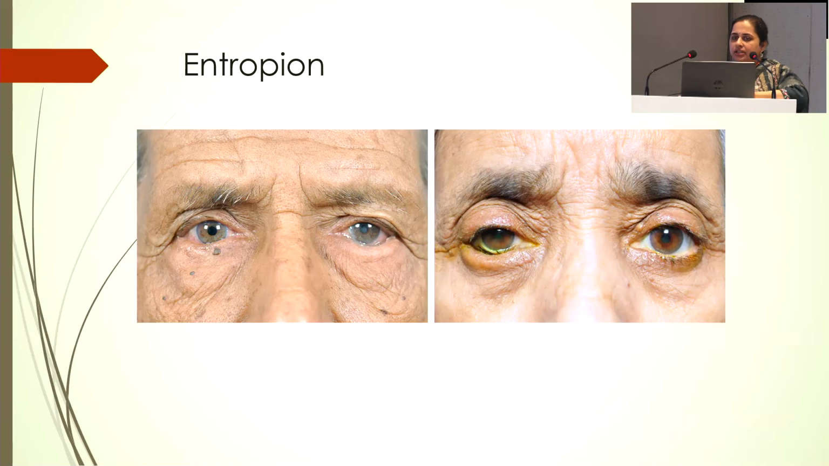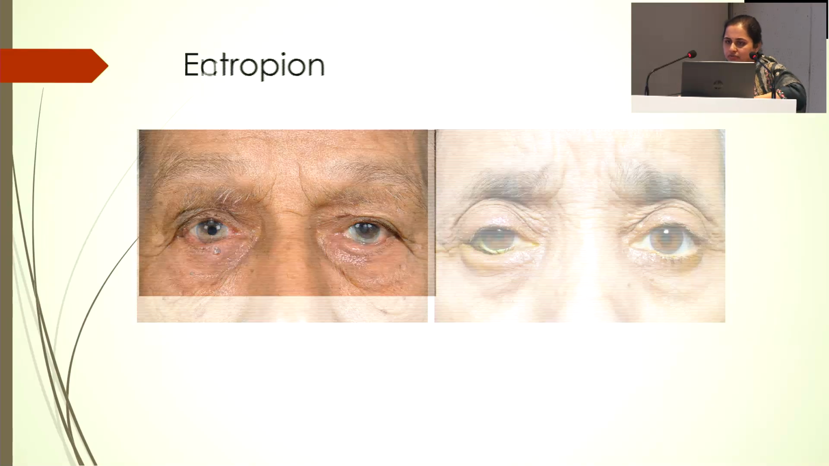Now, conditions like entropion, trichiasis, dystichiasis, it is obviously needed that you treat the condition first, followed by cataract surgery, to avoid any corneal epithelial erosions postoperatively, which increase the chances of infection.